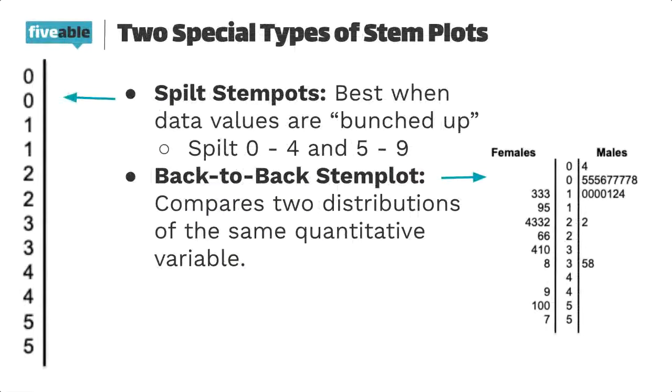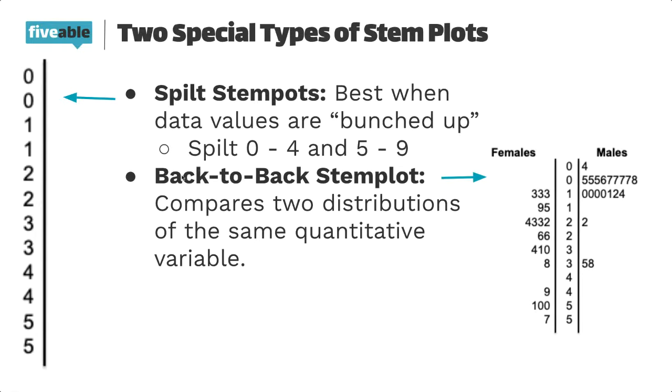We have 2 special types of stem plots. The first one is called a split stem plot. It's best when data values are bunched up. It allows us to see the spread a little bit better. So what we do is we split our stems into 2 different stems. So instead of 0 being just one value and listing all the zeros here, I split them into 2. I put the 0 through 4 data points right here and the 5 through 9 right here. That's called a split stem plot. I'm sorry, I spelled it wrong there.